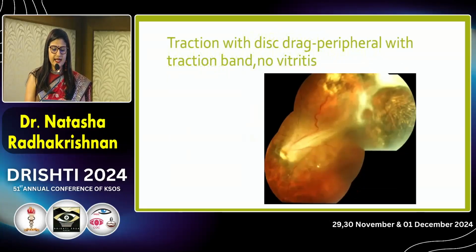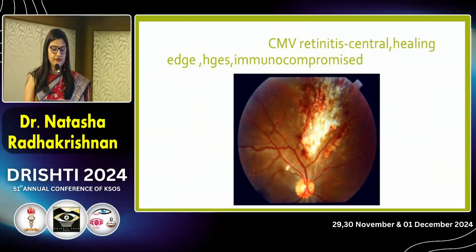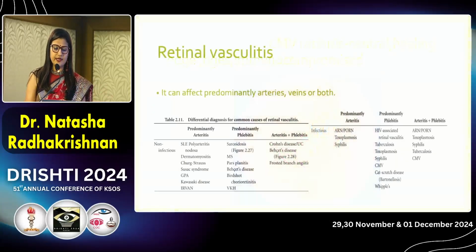Traction with disc drag, peripheral traction band, not so much vitritis: in a child, it is probably toxocariasis. ARN is multifocal, peripheral, there will be vitritis, it is in an immunocompetent patient and it heals with necrosis. CMV: central portion will be active, with a healing edge. There will be associated hemorrhages, usually in an immunocompromised patient, more central than peripheral. That is how you can clinically distinguish between ARN and CMV.